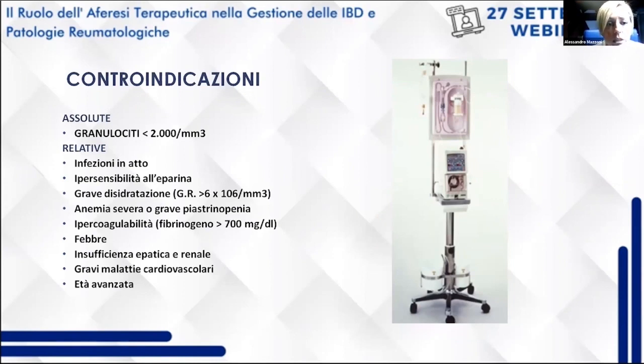Granulocyte levels under 2000 are a contraindication to the granulocyte apheresis procedure. There are also a whole series of patient clinical conditions which must be taken into account, such as, obviously, if there are other active infections because of the risk of inducing bacteremia.